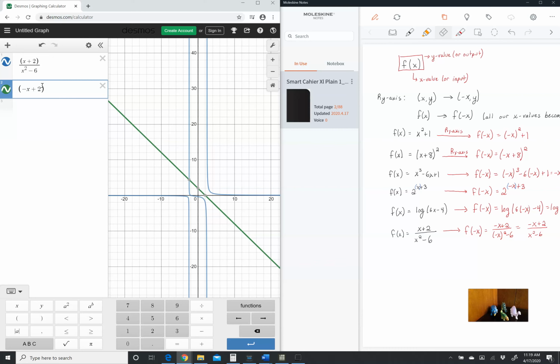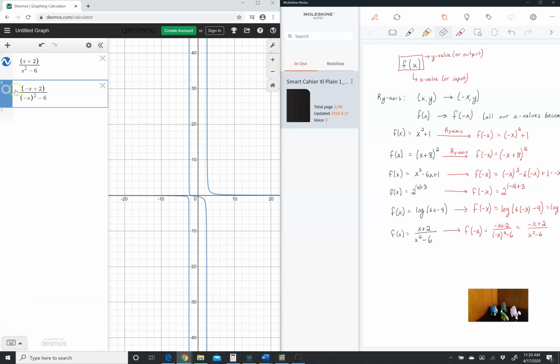And so it would be negative x plus 2 divided by, and I'll put the negative x squared plus 6. I'll do it without the simplification. And it's a little harder to see, right? But it actually is a reflection. Let's look at them separately. Okay. So everything you're going to have with green, for this part, you're going to have green on the other side. It's just going to point this way. Okay.